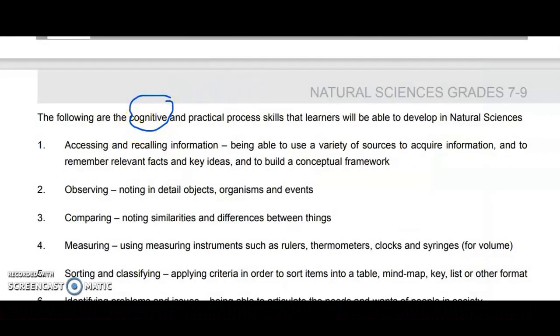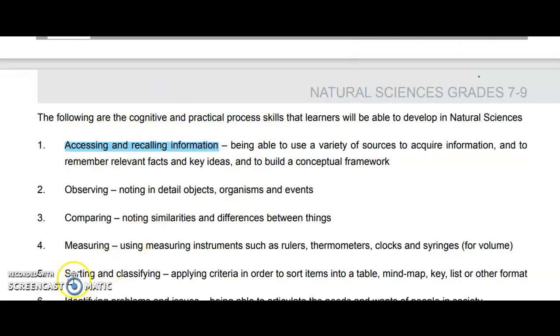So let's now look at these skills in detail. Firstly, they are cognitive skills. Cognitive skills are about learning and putting information together. And they are the practical process skills, the doing of science, the practical work, investigation, and so on. But the process skills are not only about the practical skills. As I said, they are cognitive skills.